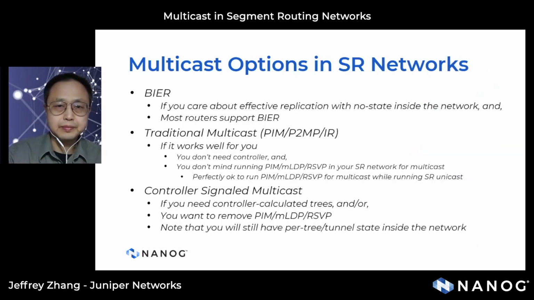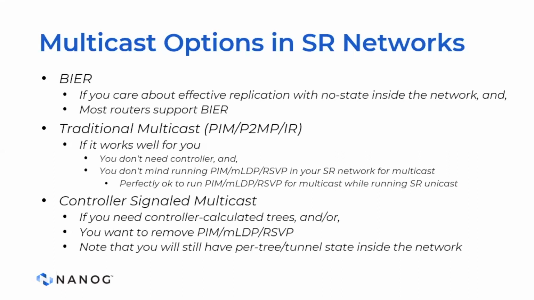So, to review, here are the multicast options in an SR network. If you care about efficient replication and you don't want to have per tree state in the network, and most of your routers can support BIER, then BIER is the best option. If you cannot do that, then traditional multicast may work well for you, whether it's PIM, P2MP tunnel, or ingress replication. For example, you don't need a controller, and you don't mind running PIM, MLDP, or RSVP, those traditional multicast protocols in your SR network.